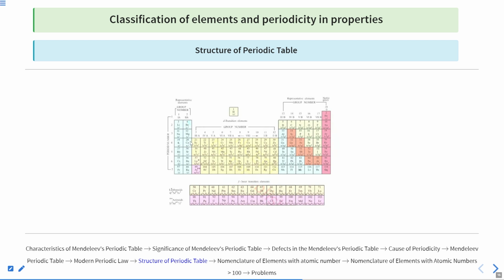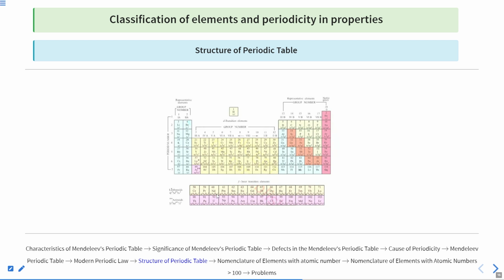On the left hand side, we have the periods which are 1, 2, 3, 4, 5, and it goes up to 7. In addition to that, we have two rows that are placed at the bottom, which are called lanthanide and actinide. When we move forward, we will study about this in class 12th also, about this lanthanide and actinide in a different chapter. Now if I just try to classify it quickly, then these are called the S block elements, these are called the P block elements, this is called D block elements, and these are the F block elements or the inner transition elements.